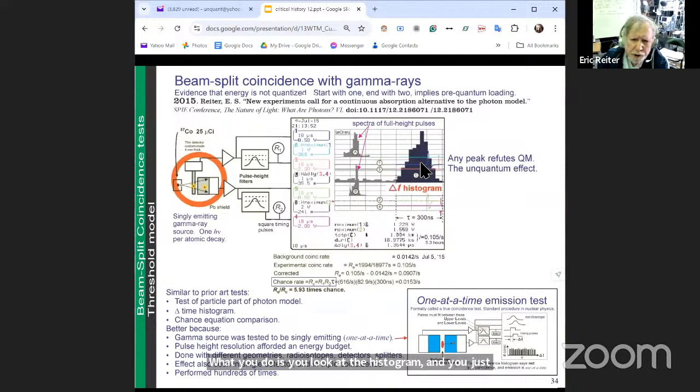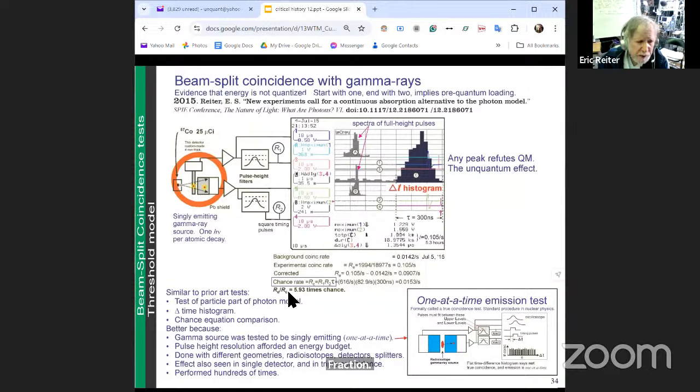You could take the full width at half maximum of the time window. And then you use that number of nanoseconds in 2 places. You use it in the chance equation and you use it in how many you read within that time window. And then you see, do you do better than chance in this fraction? The experimental rate divided by the chance rate.